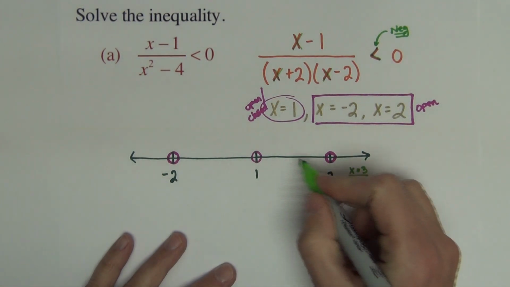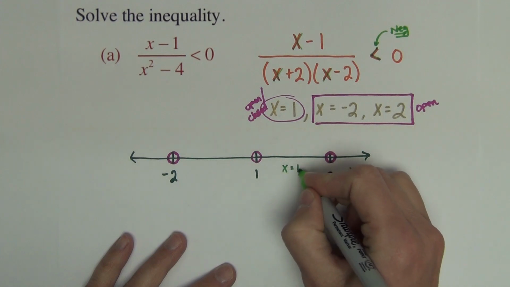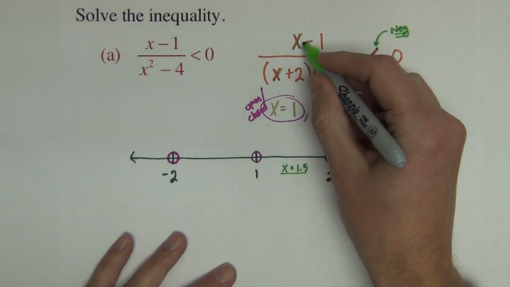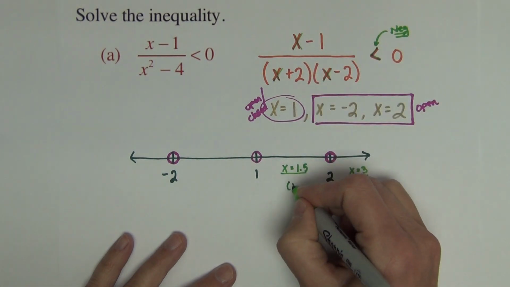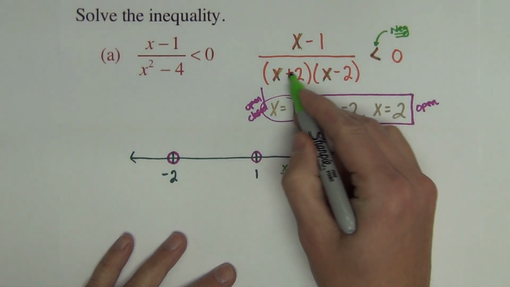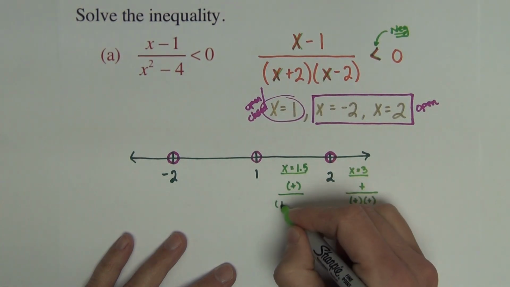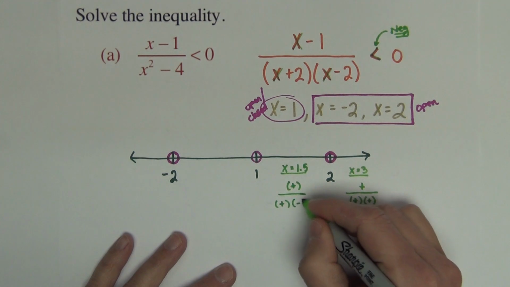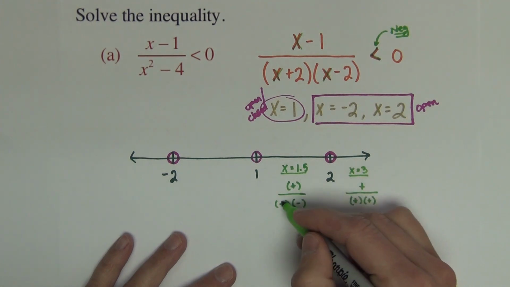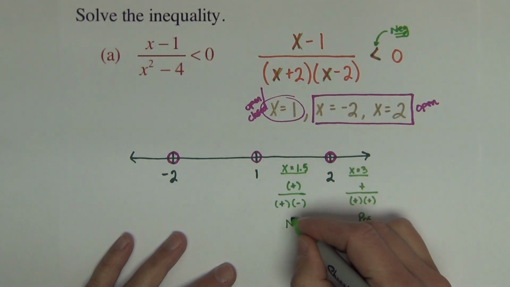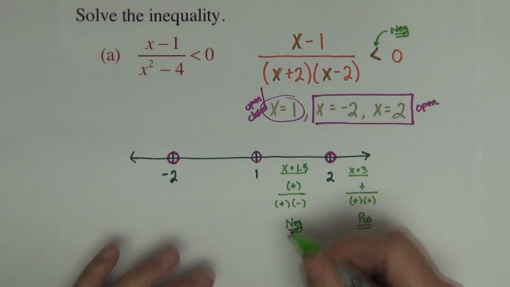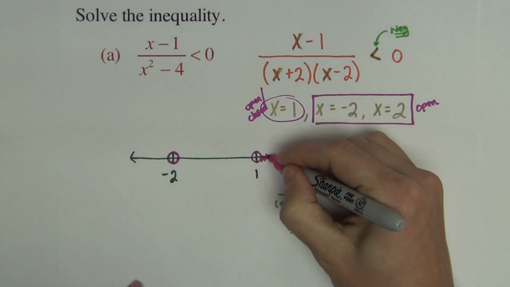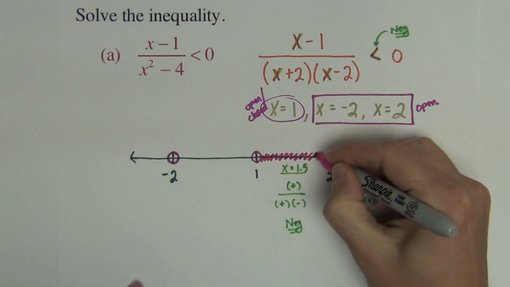Next I'm going to pick something between 1 and 2. Say 1.5. Okay? So 1.5 minus 1 is a positive number. 1.5 plus 2 is a positive number. 1.5 minus 2 is a negative number. 2 positives and 1 negative will multiply and divide to negative. I want negative numbers, so this area of my number line will get shaded.